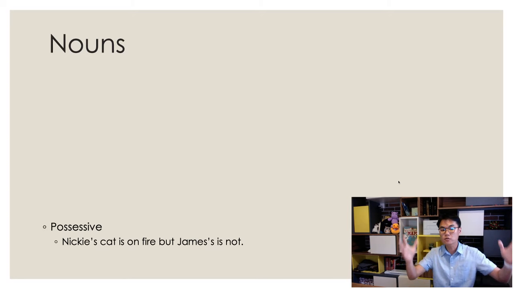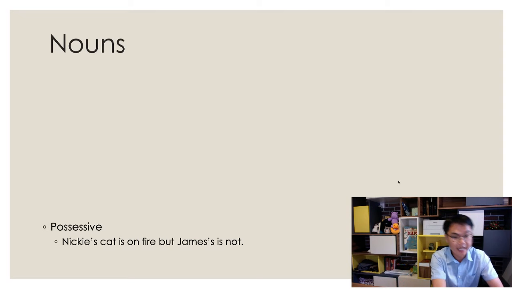Okay, so nouns can also take on the possessive form, right? For example, if I want to indicate that something belongs to Nikki, then I'll say Nikki's cat. All right, so Nikki's cat is on fire, but James's is not. Now, notice the difference between Nikki and James. Nikki ends with an E, so it's very straightforward. I simply put an apostrophe S to indicate that the cat belongs to Nikki.